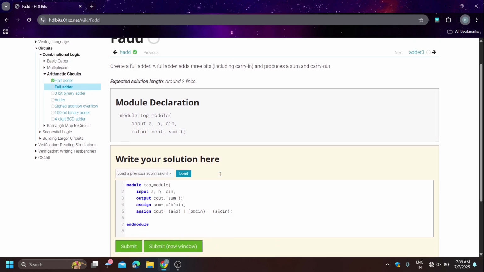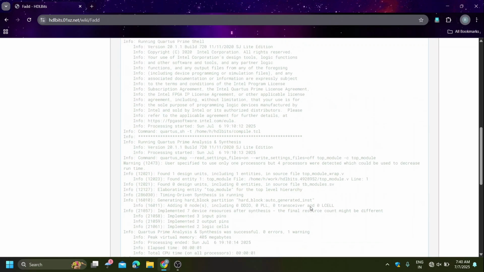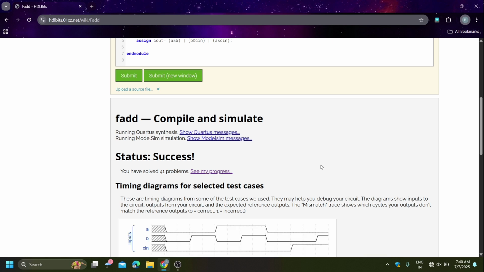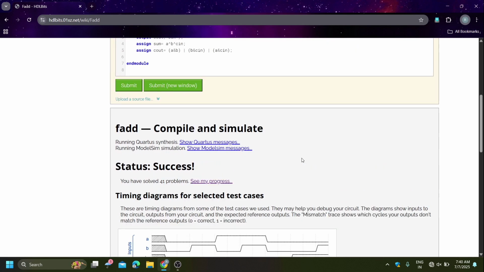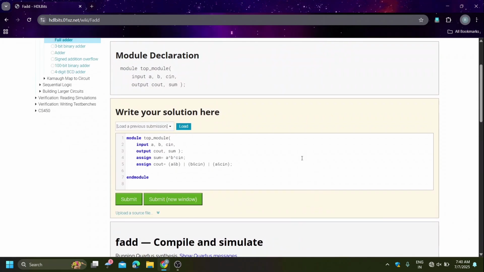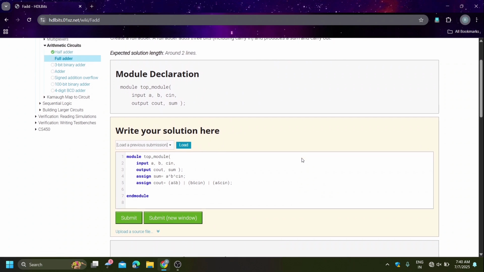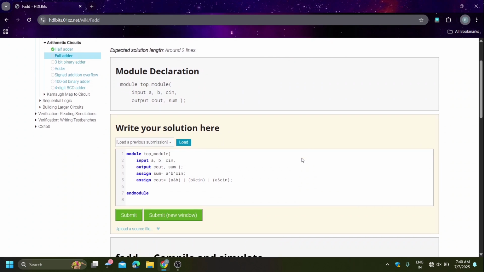Okay, let's check this full adder. Okay, done. So that code is also true. In this way we can solve these arithmetic circuits like half adder and full adder. We will solve a few more arithmetic circuits in the next video.